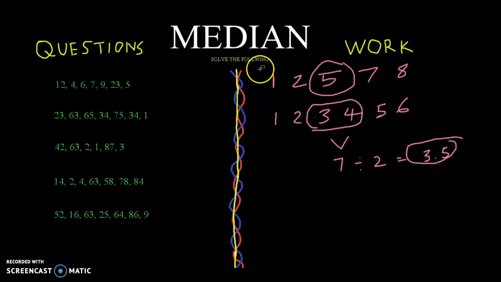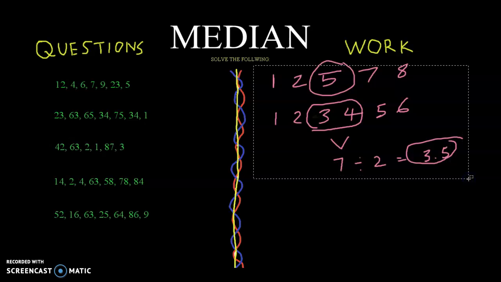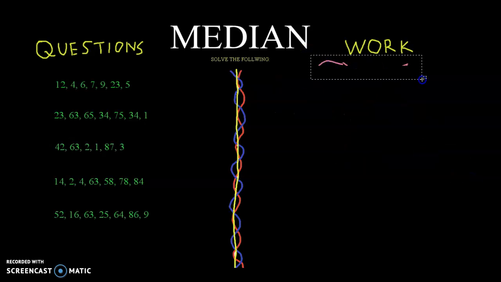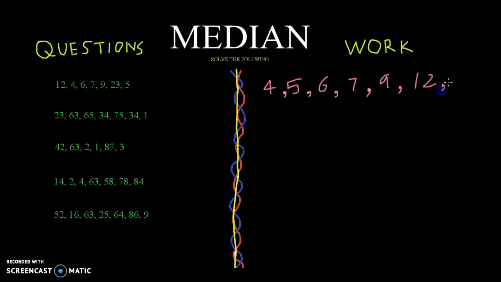Do you understand? Okay, now let's erase all that. And now let's start on these, okay? Let's order them from least to greatest. So what's the lowest one you can find? 4, right? And then what's after 4? 5. 6. And then 7. And then 9, 12, and then 23. Is that all?